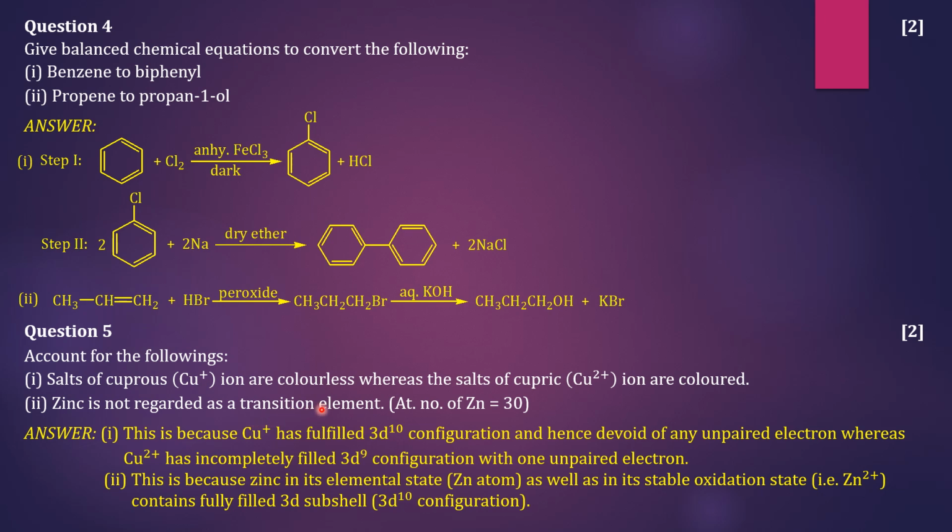Next, zinc is not regarded as a transition element. Like zinc, in the same group, cadmium and mercury are also not regarded as transition elements, because for this group you will always get a fully filled d10 configuration: 3d10 for zinc, 4d10 for cadmium, 5d10 for mercury. Even at their stable oxidation state +2, it will be d10 configuration, because the 2 electrons are eliminated from the outer s orbital. So they cannot have an incompletely filled d subshell, and hence they cannot be regarded as transition elements.